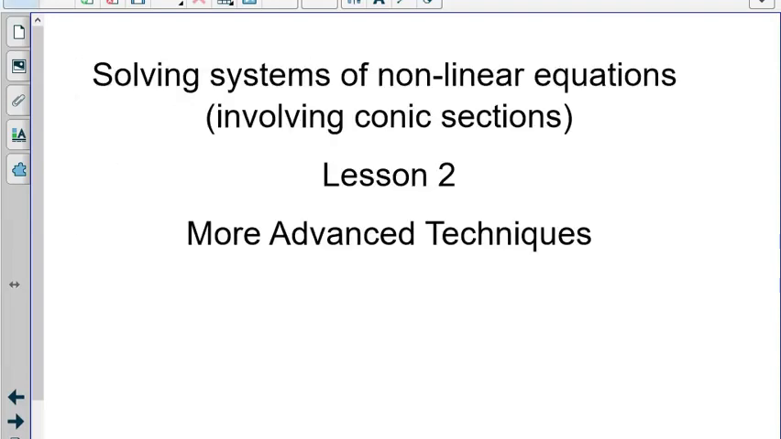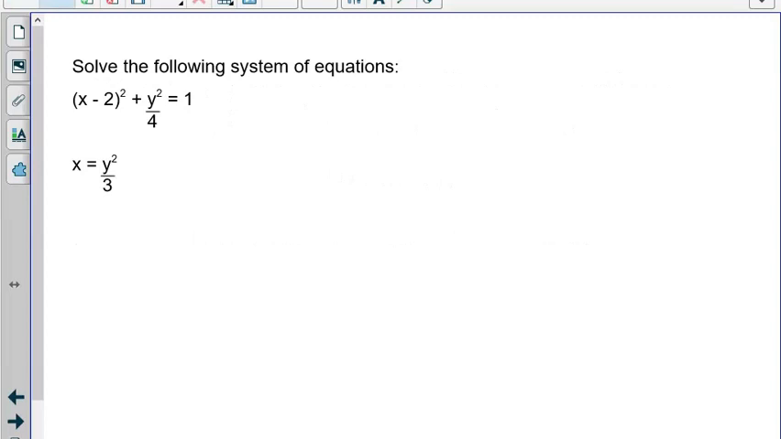This lesson is on solving systems of nonlinear equations involving conic sections. This is more advanced techniques than the first time we did a lesson on this. Let's solve the following system of equations. (x − 2)² + y²/4 = 1, and x = y²/3. So the first one is an ellipse, and the second one is a parabola.